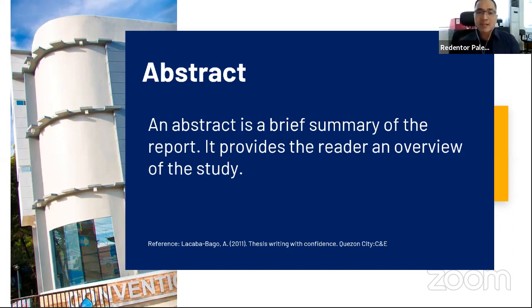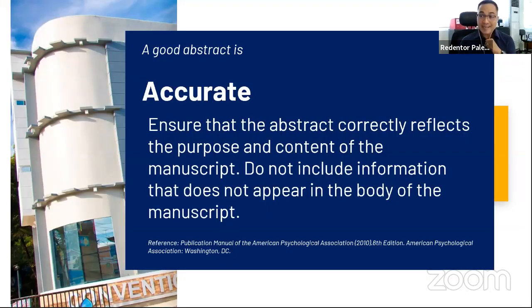The next outline would be the characteristics of an abstract. Okay, so let's take a look at these characteristics. It says here, a good abstract is accurate. What do we mean when we say accurate? We mean exact. This is to ensure that the abstract correctly reflects the purpose and content of the manuscript.